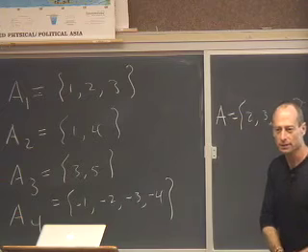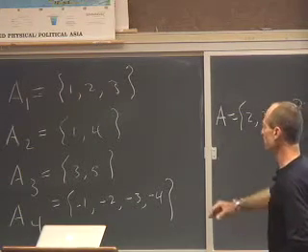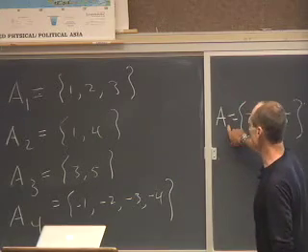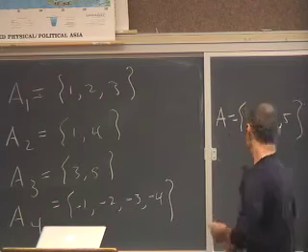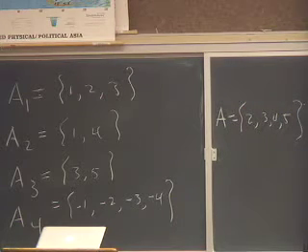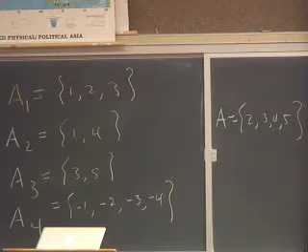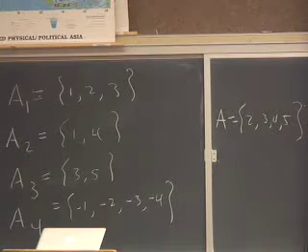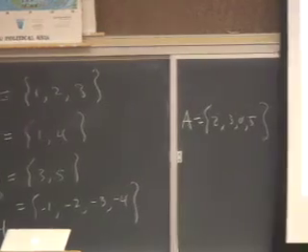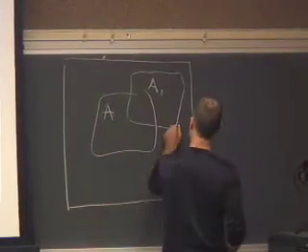Is there a way to show a Venn diagram of that, or is that not helpful? Sure. What it's basically saying is that A is a subset of A1 union A2 union A3 union A4. So a Venn diagram for this might look something like the following. Here's A. Here's A1. Here's A2. A2 has an intersection with that, so we should draw it that way.